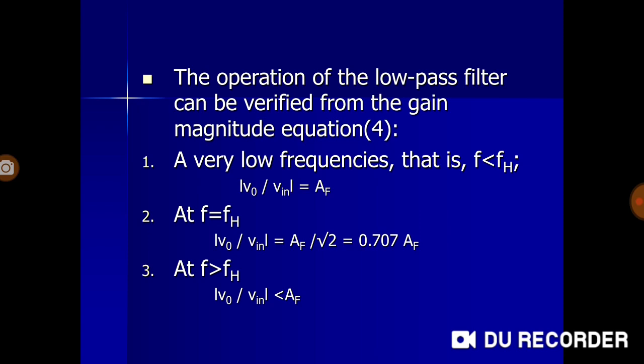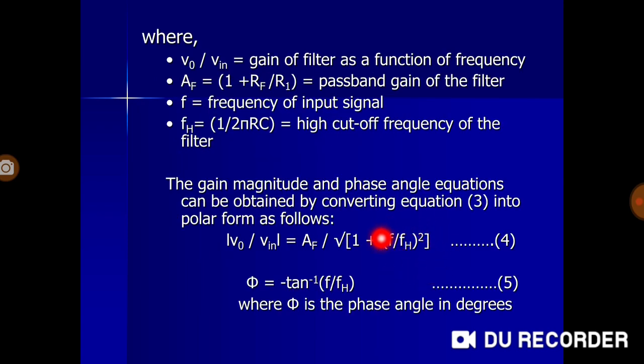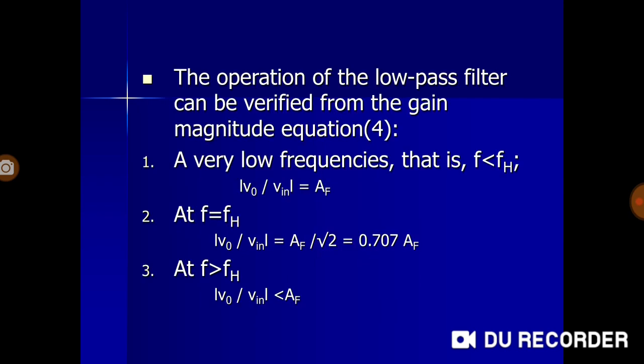Now when f is equal to fh, if you look at this equation again, f by fh becomes 1. So 1 plus 1 is under root 2, and the gain is AF by under root 2, which is 0.707 times AF. Here you must take care that f equal to fh is how the cutoff frequency is defined. The cutoff frequency is the frequency at which the gain falls to 0.707 of the maximum gain AF.